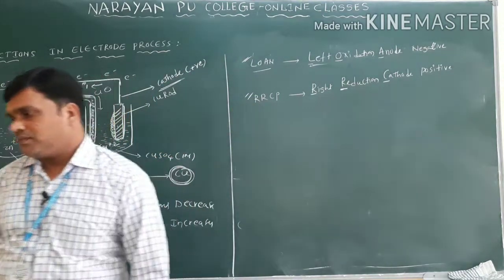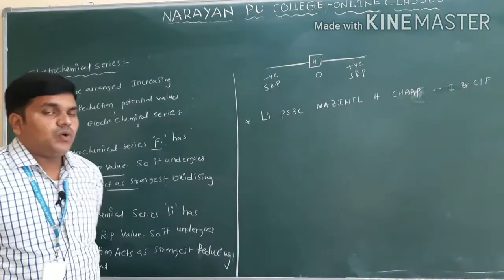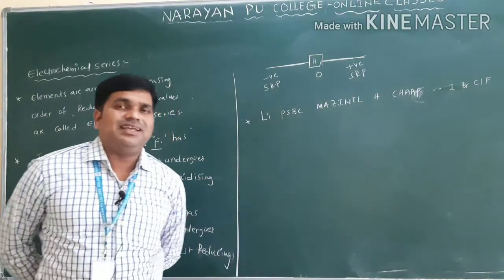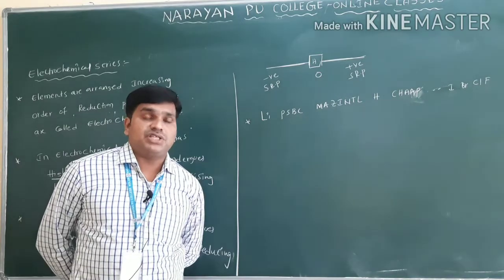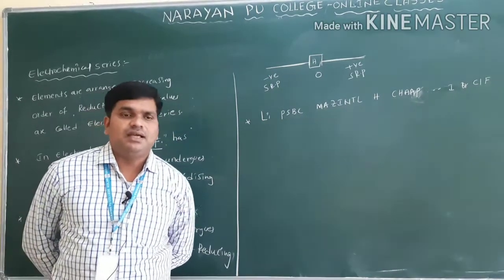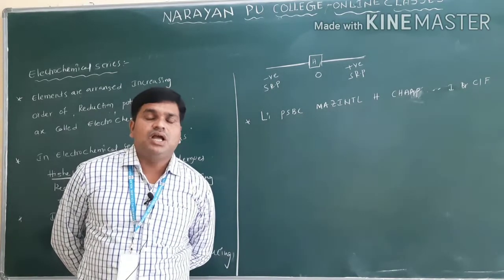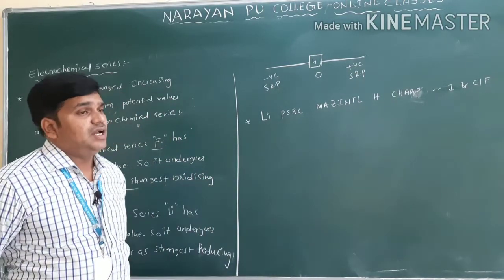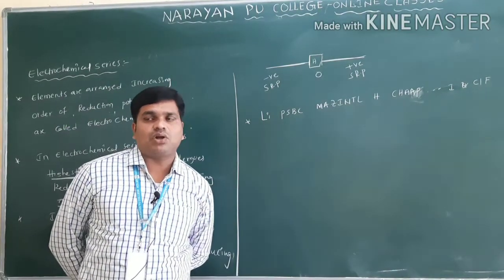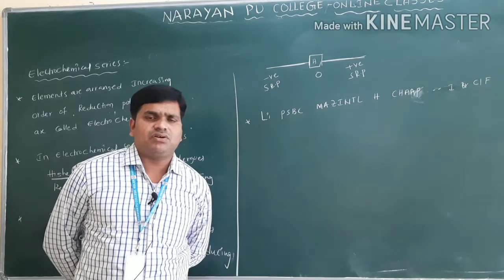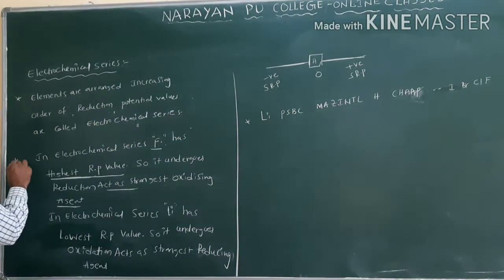Reduction only. So the next one I have is the electrochemical series. What does electrochemical series mean? Here elements are arranged in increasing order of their reduction potential values, which we call the electrochemical series. So in this series we have to identify the oxidizing agent and reducing agent by the increasing order of their reduction potential, or the standard reduction potential values. Now we will see this point here.